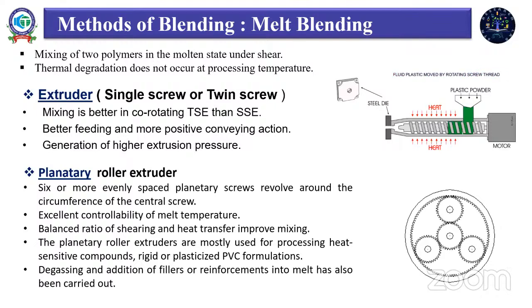Talking about methods of blending, melt blending. In melt blending, we mix two different polymers in molten state and under the action of shear. In this technique, thermal degradation does not occur at processing temperature. For this technique, we can use either an extruder, which can be a single screw or twin screw extruder, or we can have a planetary roller extruder, in which there are 6 or more evenly spaced planetary screws which revolve.